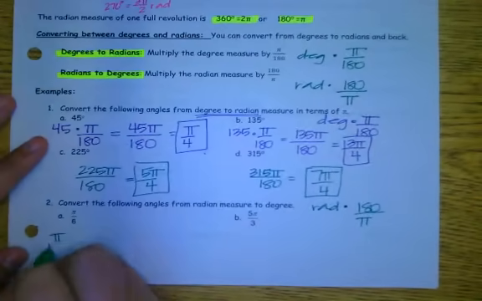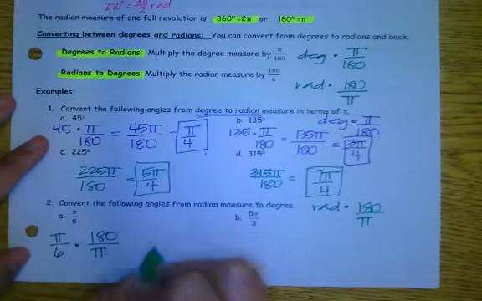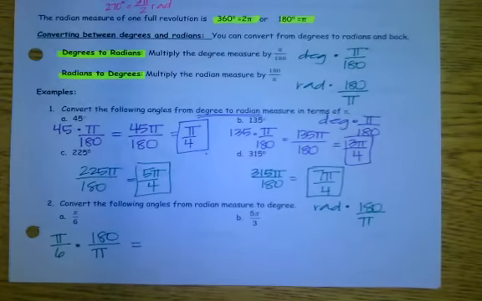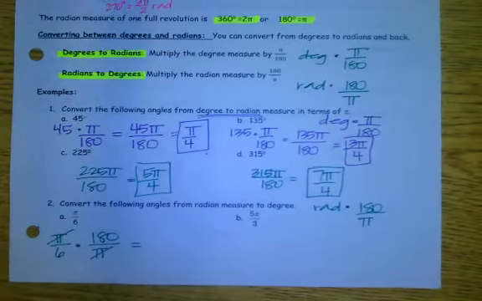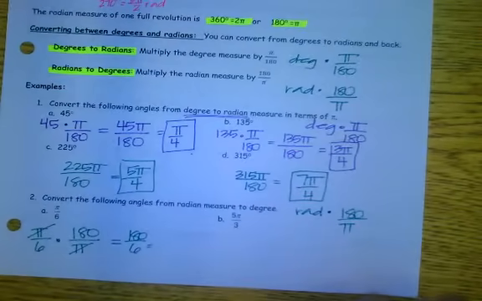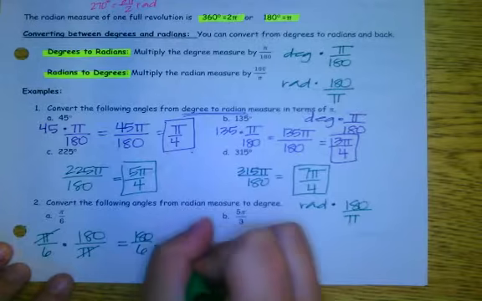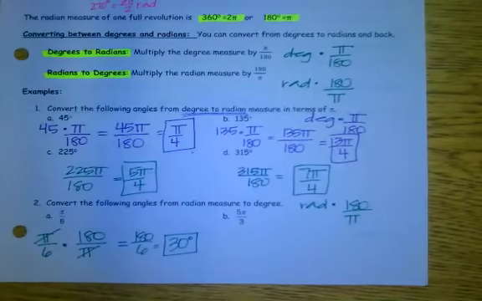Okay, so we have pi over 6 times 180 over pi. What do you notice happens? Your pi's cancel out because you have 1 in the numerator and 1 in the denominator. Remember, anytime you have a 1 for 1 that's a cross multiplication, you can cancel them. So you have 180 over 6, which is 30 degrees. Make sure you have your units. You should have a degree symbol. It's not 30. 30 degrees.